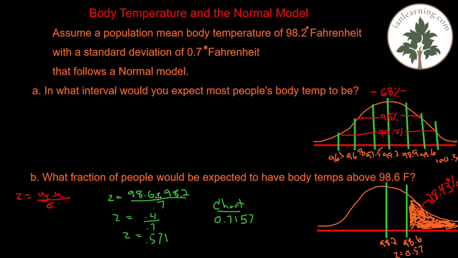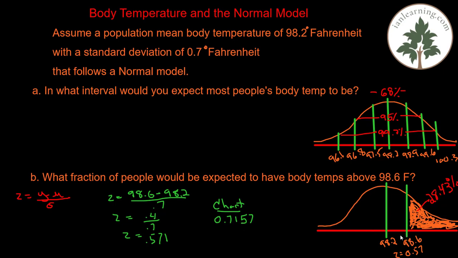So 98.6 minus 98.2 is 0.4. 0.4 divided by 0.7 is 0.571. So our z-score equals 0.571. We go over to our z-score chart, and we match up our z-score with a percentile. So we're going to look for 0.571. That's going to give us 0.7157. And remember, we're going to move the decimal over 2 places to make it a percentage.